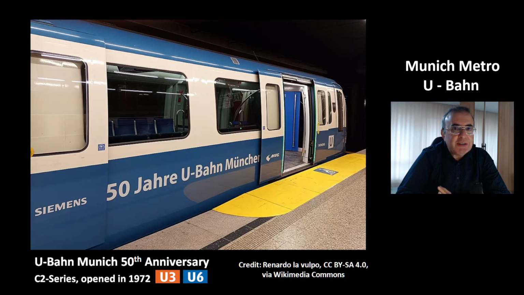This video is about Munich's metro system called U-Bahn. This year is the 50th anniversary of the system. It was opened in 1972 when Munich hosted the Olympic Games. The picture shows you the current model C2, but with this color design of the first generation of metro trains. The first two lines were the lines U3 and U6. They were named after the tram lines they replaced.